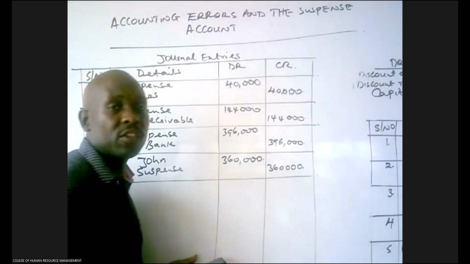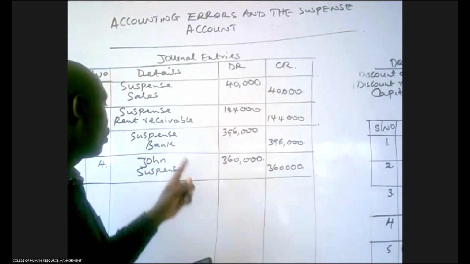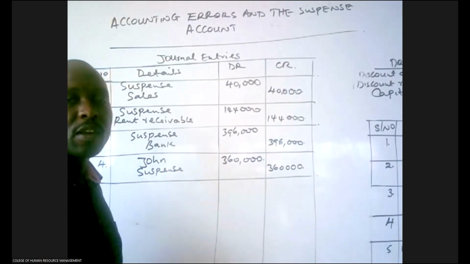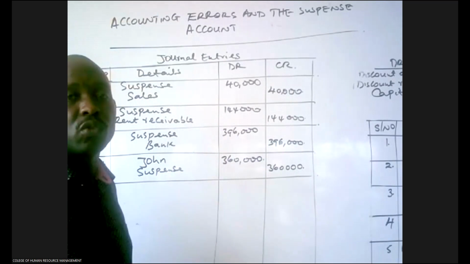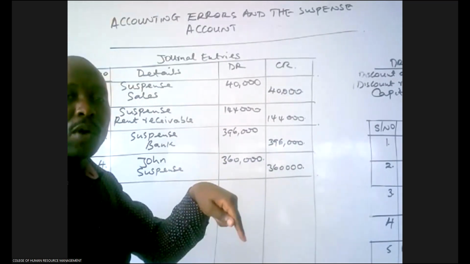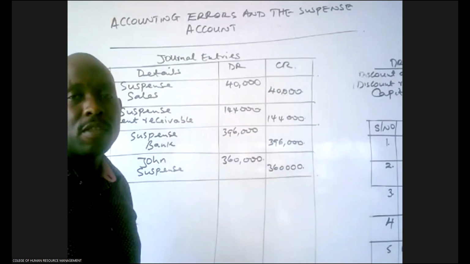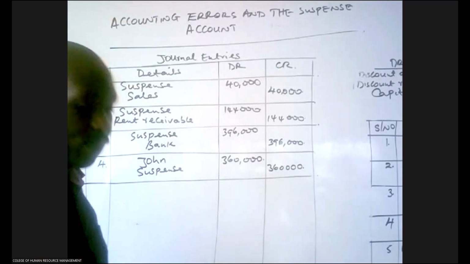So in this error, it is only an error in John's account. That's why we are correcting John's account, and then we invoke the suspense account. We don't have any other account. And that's where the suspense account is used. When an error is affecting a single account, you correct that single account, then you invoke the suspense account to complete the double entry.